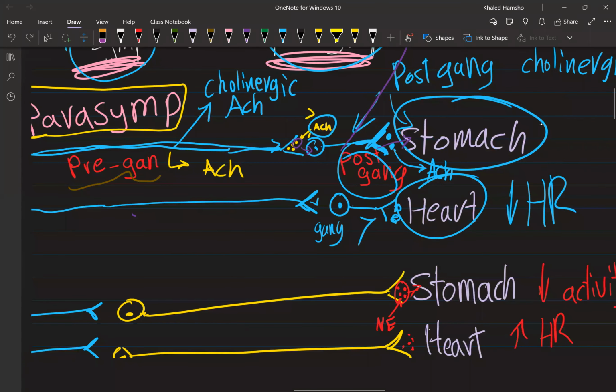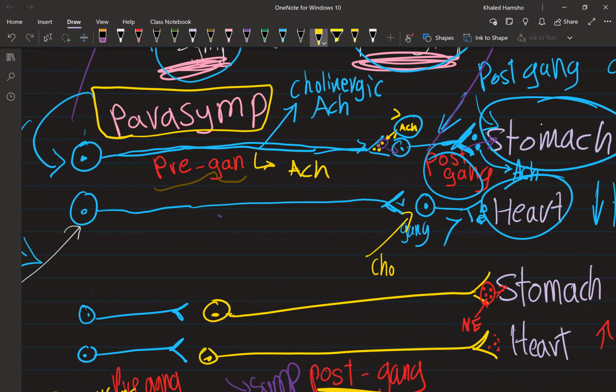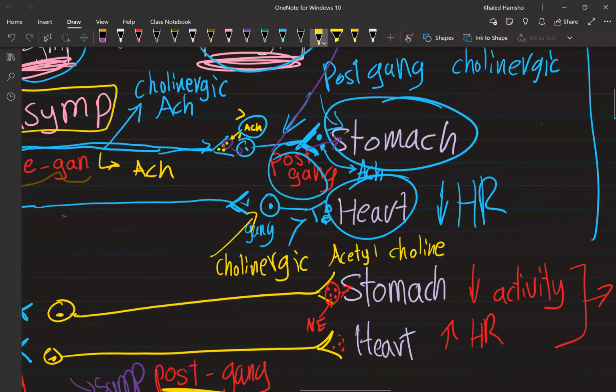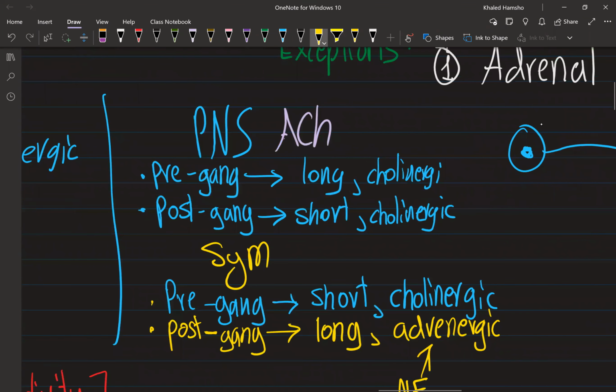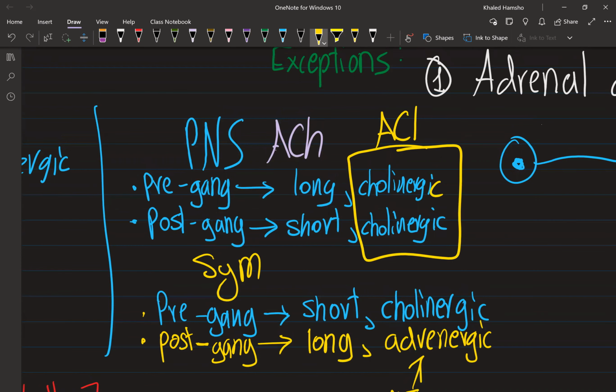Let's look at the one down there. The other one is also cholinergic. This is cholinergic, meaning it releases acetylcholine. So in the parasympathetic nervous system, both neurons, the pre and the postganglionic, are cholinergic. They just use acetylcholine. That's it.